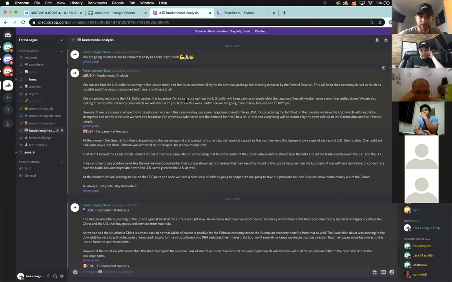We're planning on buying the US dollar against JPY since our opinion. So we had a little idea on Monday about USD JPY. There's a scenario where the virus gets worse in the case that we may see some range-bound motion in USD JPY, considering the fact that on one side we have USD, which will most likely strengthen. On the other side, we have JPY, which is safe haven, and the demand for it will be a lot. So again, we always say this, as USD weakens, JPY gets stronger. JPY is a safe haven currency. I believe there was some news yesterday, though, that came out about Japan doing some sort of lockdown or getting more strict with what's going on there. So that's important to take note of.